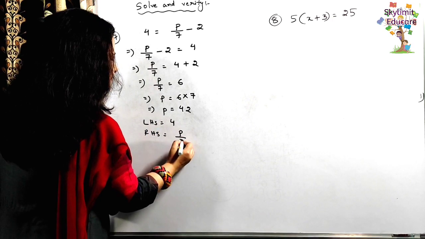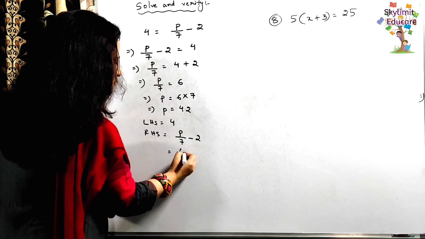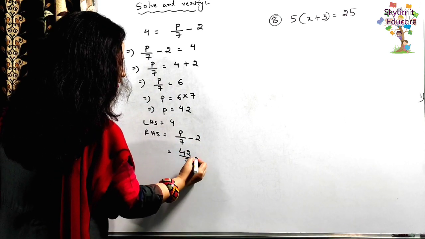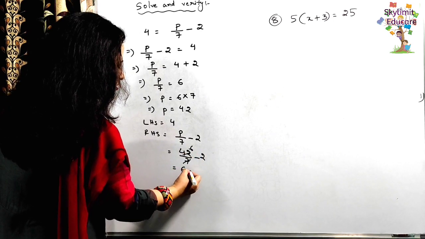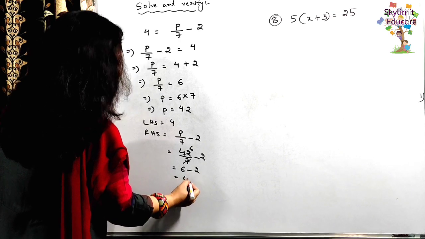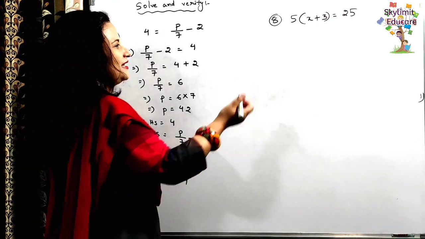p by 7 minus 2. So p is how much? 42. 42 by 7 minus 2. 7 6s are 42. First divide, okay? So 6 minus 2, how much did I get here? 4. So LHS is equal to RHS or not? So it's verified. Clear? Let's come to the next question, students.